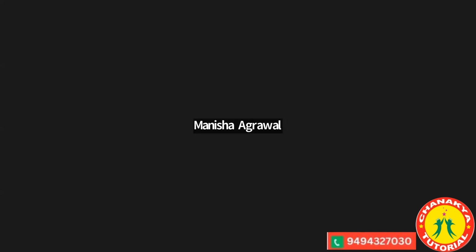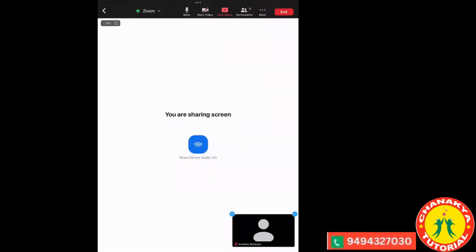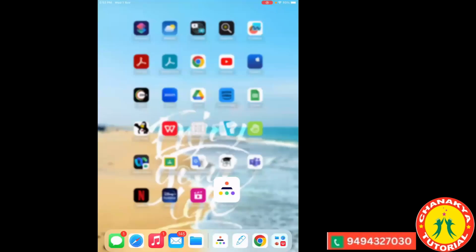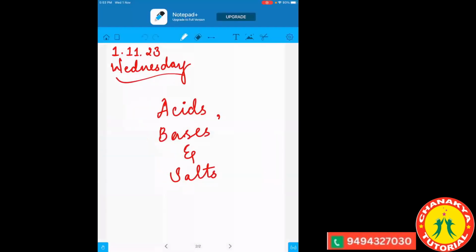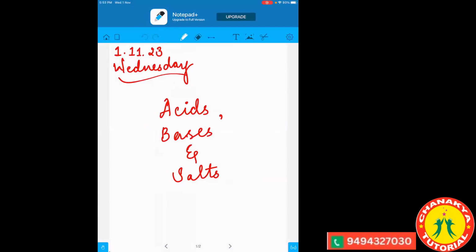So we'll be starting today with a new chapter, which is acids, bases, and salts. The chapter name is acids, bases, and salts. We know very well what acids, bases, and salts are. I think you have already learned this chapter; the previous teacher has done it. Again, I'll be starting with the same chapter.